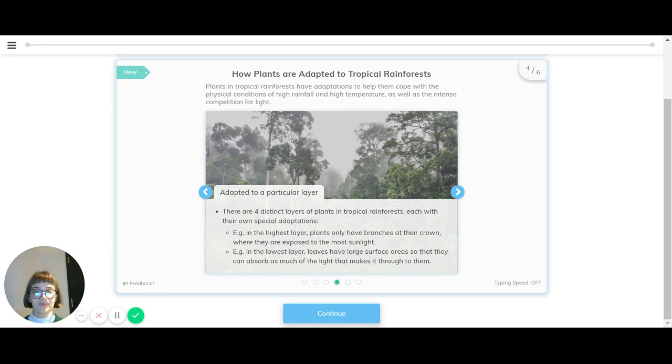Adapted to a particular layer. There are 4 distinct layers of plants in tropical rainforests, each with their own special adaptations. For example, in the highest layer, plants only have branches at their crown where they're exposed to the most sunlight. And in the lowest layer, leaves have large surface areas so they can absorb as much of the light that makes it through to them.